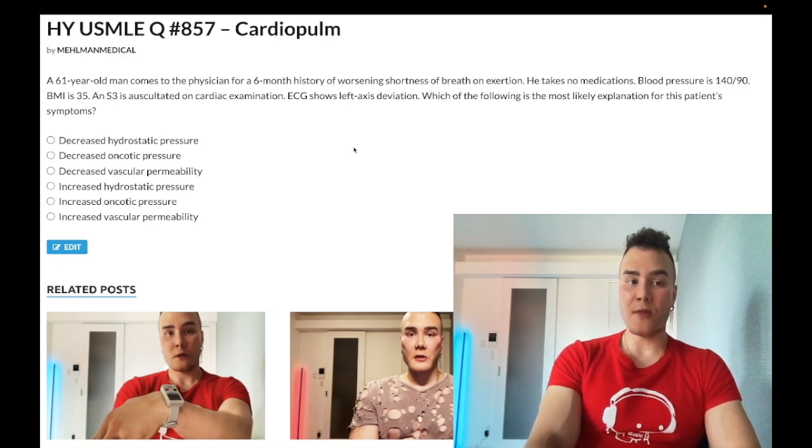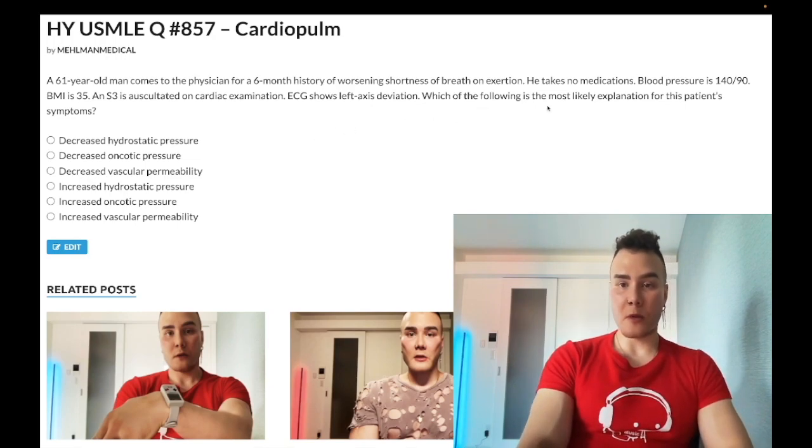Just when you get a vignette, if they say left axis deviation, if they say paradoxical splitting of S2, if they say a left bundle branch block, those all mean left ventricular hypertrophy. You don't need to worry about mechanisms or anything like that. In contrast, if we had right axis deviation, if we had wide splitting of S2, if we have a right bundle branch block, those all mean right ventricular hypertrophy.